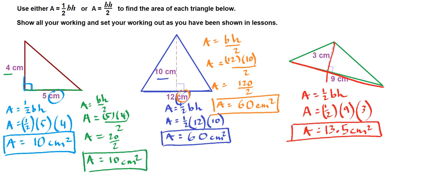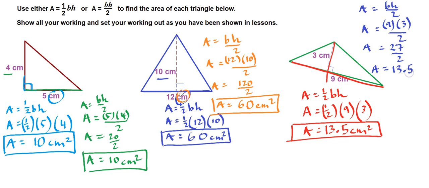And again, over here, if we were using the other formula, it'd be area equals base times height divided by 2. So the next level should be 9 multiplied by 3 divided by 2. So it is 27 divided by 2, and area equals 27 divided by 2 is 13.5. We're talking centimeters squared. And that would be the final answer.